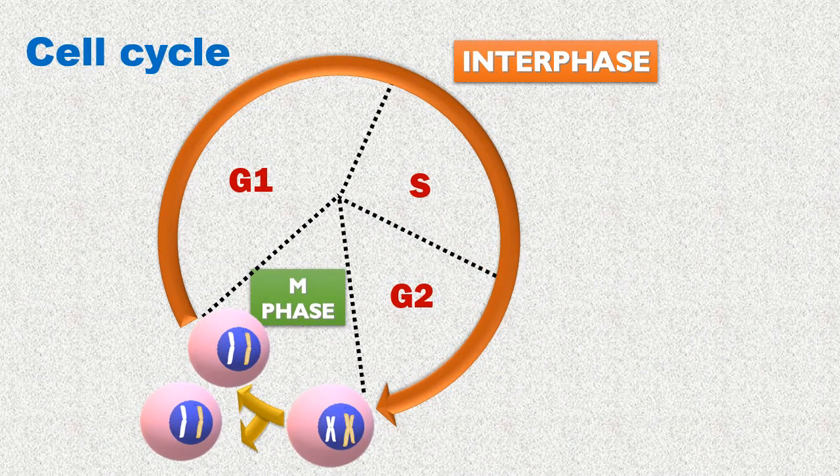M phase is the shortest part of the cell cycle, whereas interphase is longer stage, accounting for 90% of the cell cycle. In the next video lecture, we will study the process of mitosis in detail.